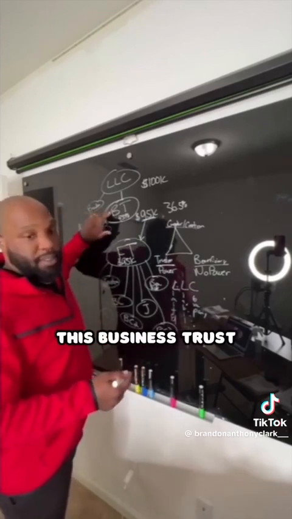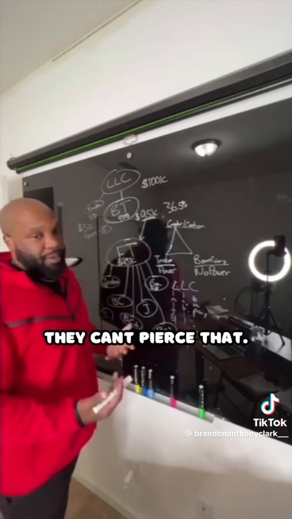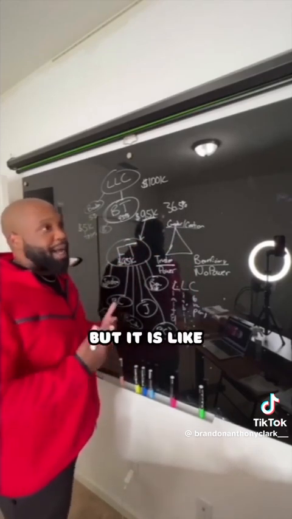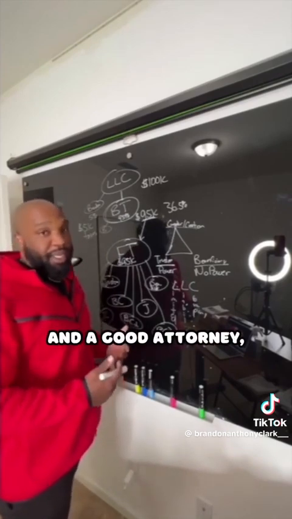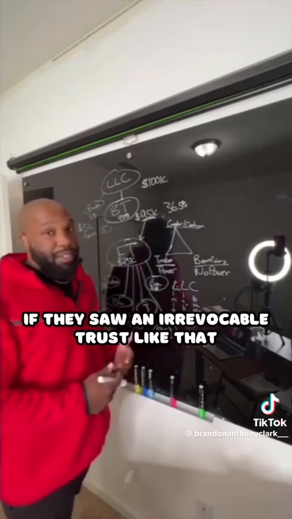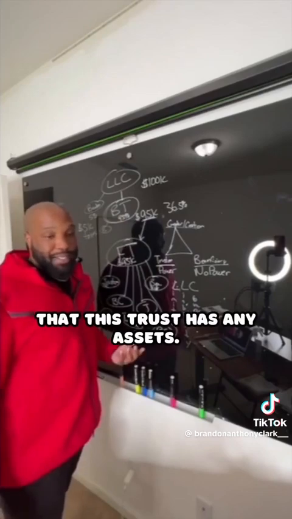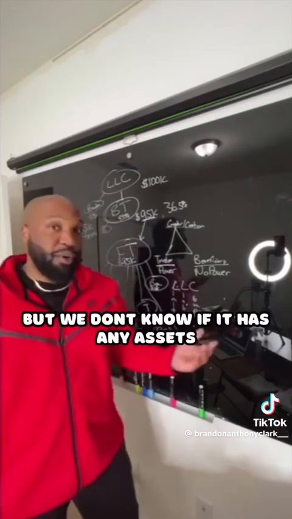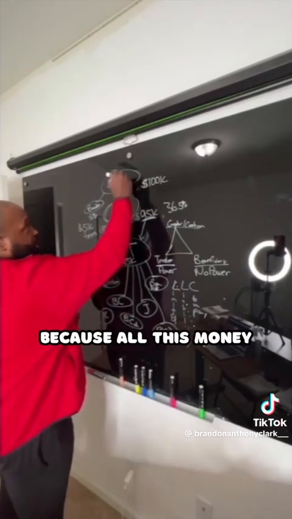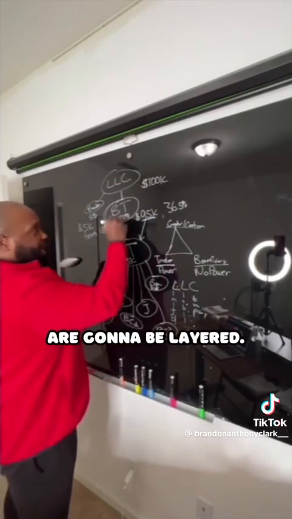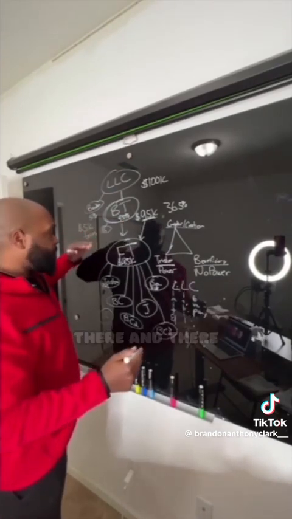And then they'll see this business trust. Now, because this business trust is an irrevocable trust, they can't pierce that, right? They can't pierce it, or it's highly unlikely, and it costs a lot of money. And a good attorney, if they saw an irrevocable trust like that, would say, look, it's going to cost a lot of money and there's no guarantee that this trust has any assets. So it's literally like, we've got this trust, but we don't know if it has any assets, right? That's why you have another trust behind it, because all this money as it comes in, all these assets are going to be layered. And so now I'm protecting myself here, or you will be protecting yourself there and there.